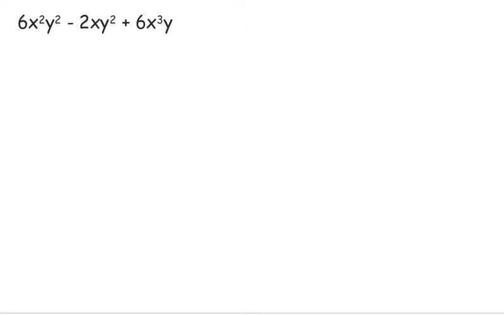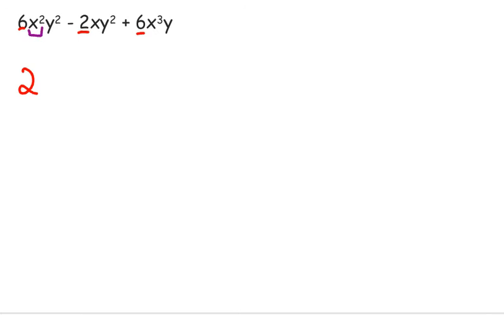Let's take a look at a trinomial real quick. Okay. It's the same process. Even though there are 3 terms, we're still doing the same thing. We're worried about numbers first. So I have a 6, a 2, and a 6. The biggest number that goes into all 3 of those is 2. Okay. Then I'm going to worry about my x's.